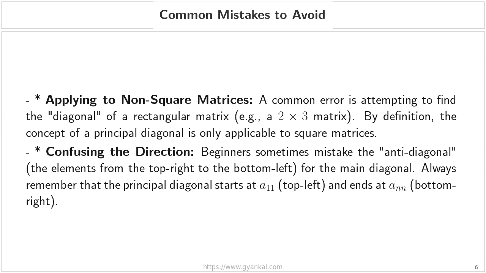Second, pay close attention to the direction of the diagonal. It is common for beginners to confuse the main diagonal with the antidiagonal, which is the path running from the top right corner to the bottom left corner. To avoid this, always remember that the principal diagonal must start at element a1,1 in the top left corner and end at element a n n in the bottom right corner.